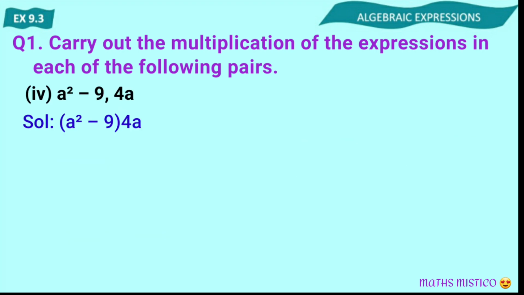Similarly, in the next part we get a square into 4a minus 9 into 4a. And this is the final answer.